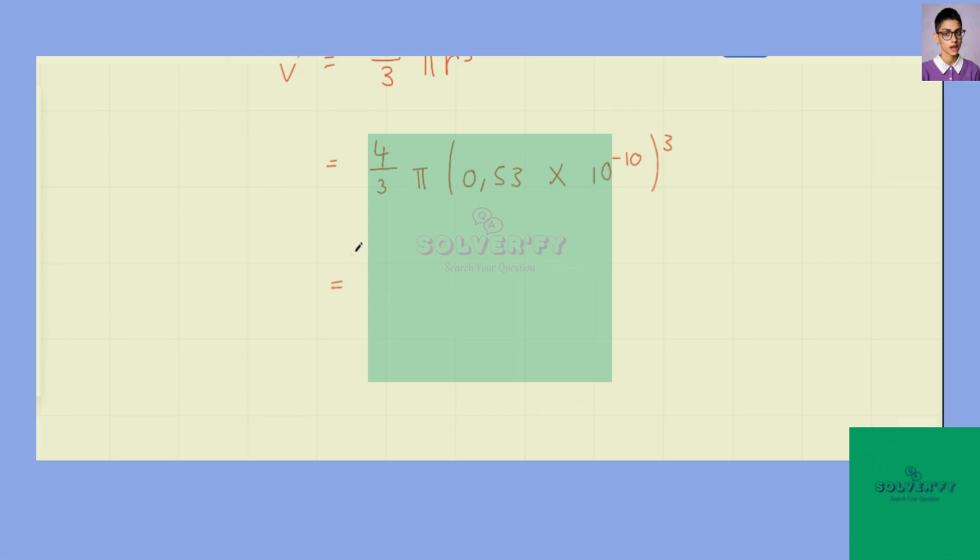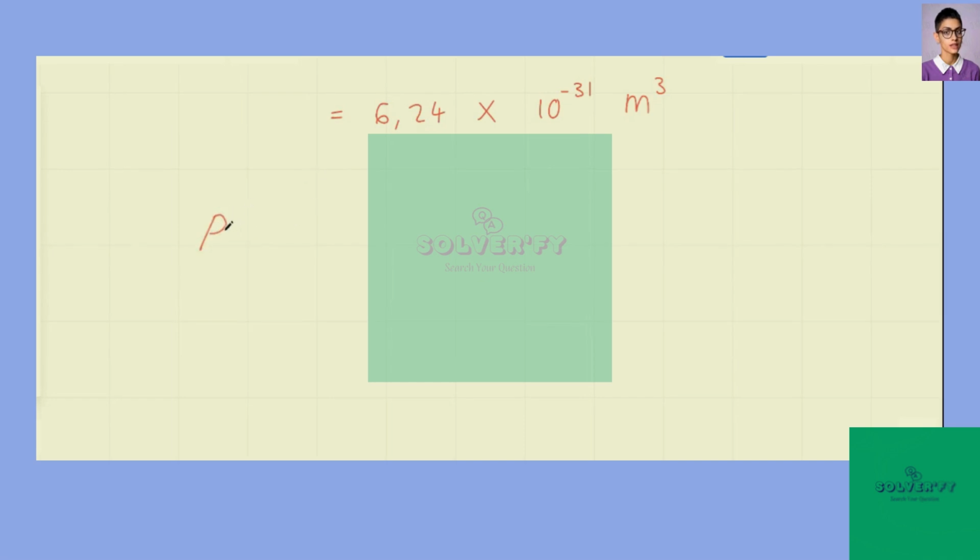And this gives us a volume of 6.24 times 10 to the minus 31 cubic meters. So now we have the volume of the hydrogen atom. Since we have the volume, we can calculate the atomic density.